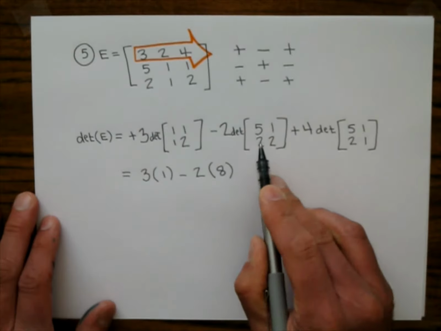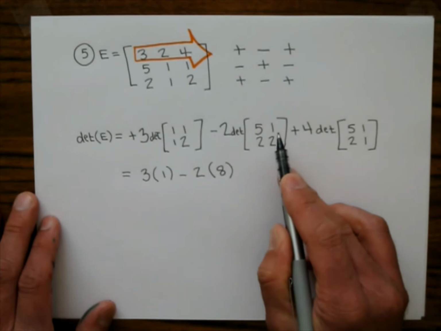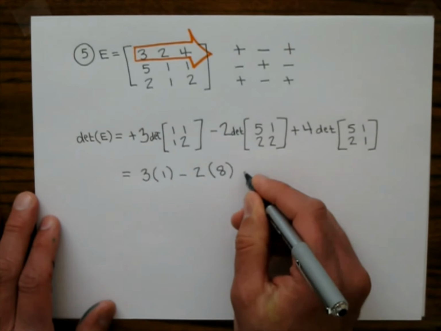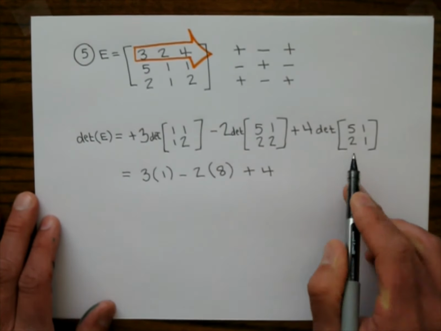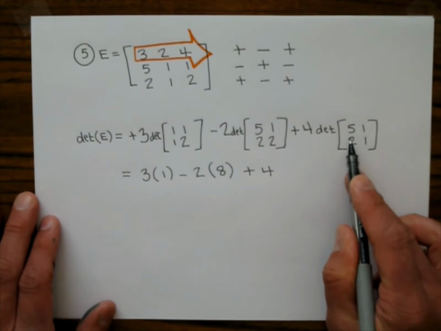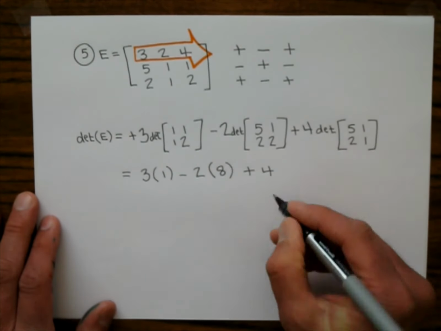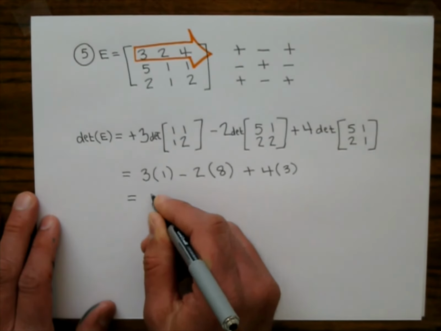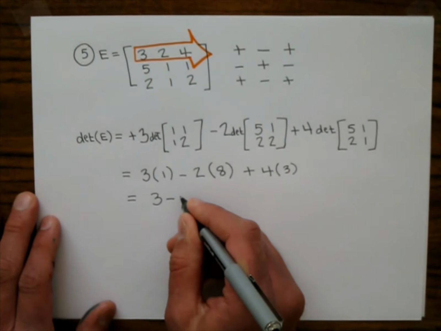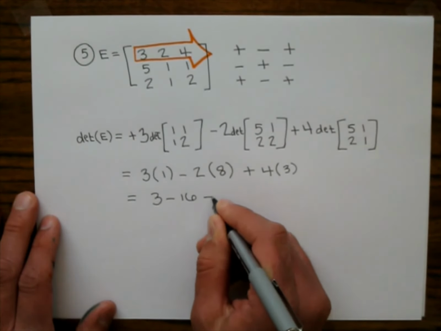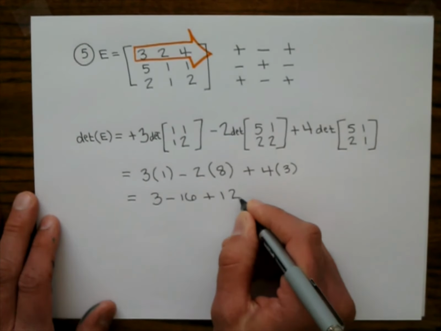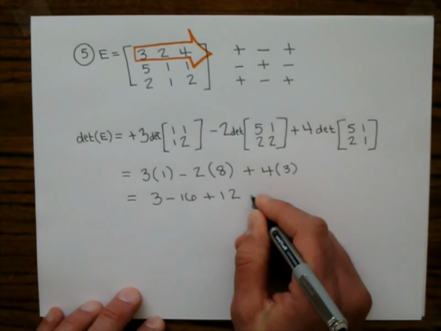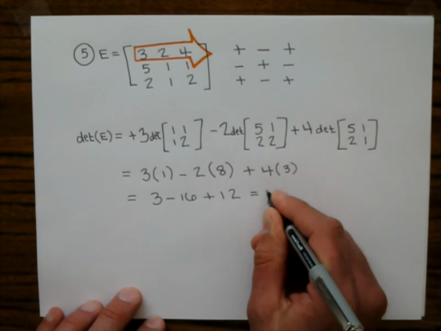How did I get the 8? 5 times 2 minus 1 times 2. AD minus BC. And then I have plus 4. And the determinant of this little 2 by 2 matrix is 5 minus 2, which is 3. So let's see what we get. We get 3 minus 16 plus 12. And so this is really 15 minus 16, which is -1.